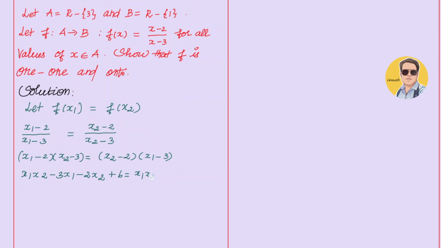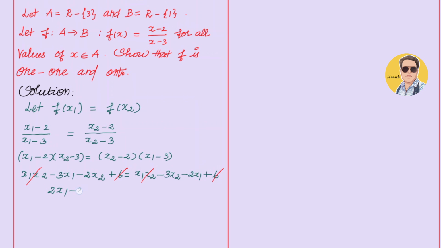Next, x2 into x1, x1 into x2, and then x2 into minus 3, minus 3x2, and then minus 2 into x1, minus 2x1, and then minus 2 into minus 3, that is plus 6. Now cancel x1 x2 on both the sides, similarly 6 on both the sides.